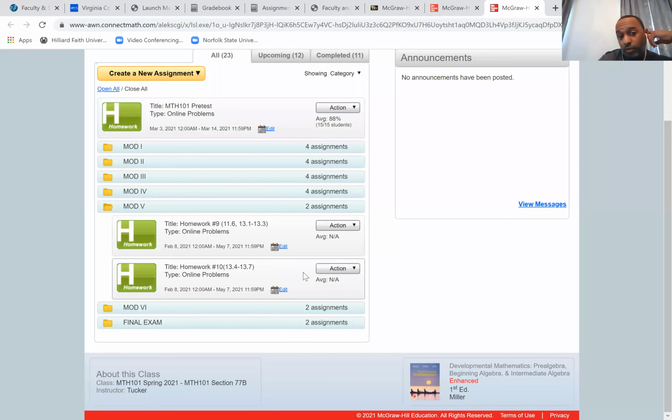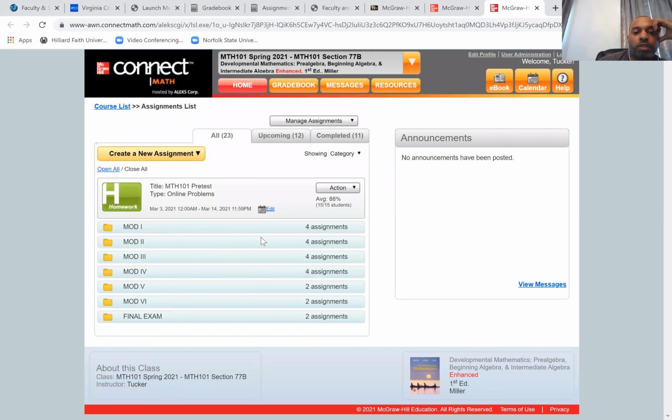So going back to what we have set up in Connect Math. Each one of these folders is 2 homework assignments and a test. So make sure you're getting there and doing them.